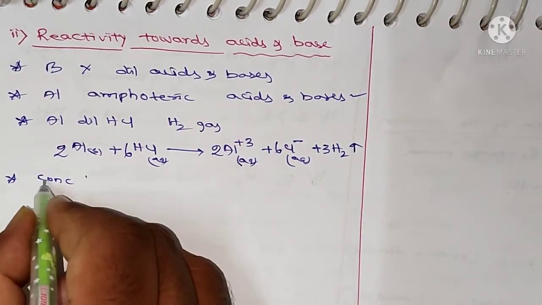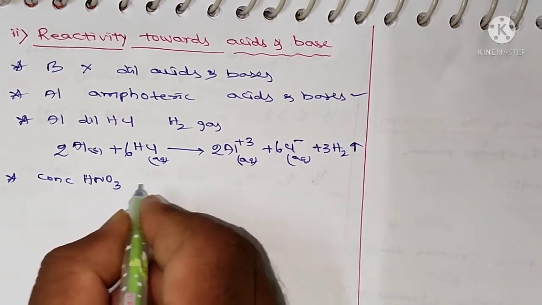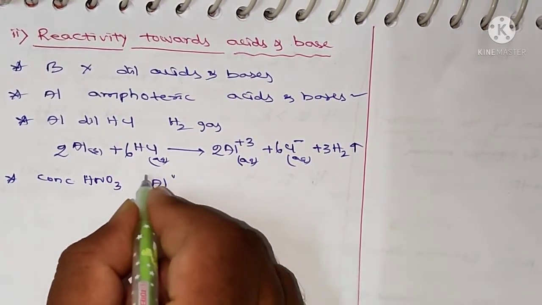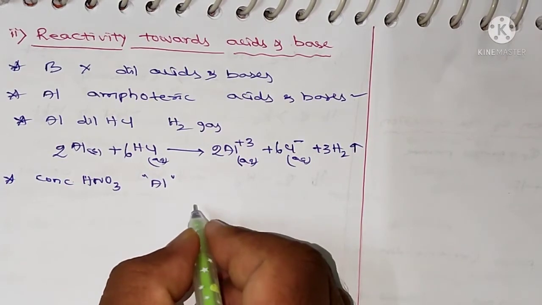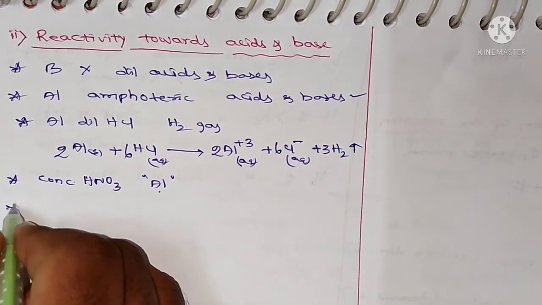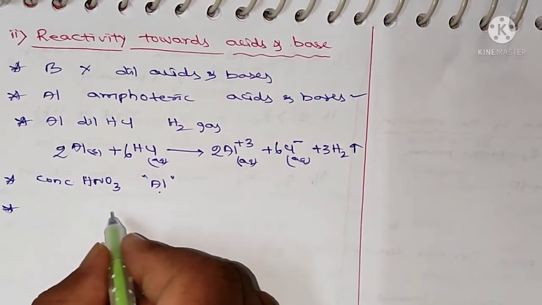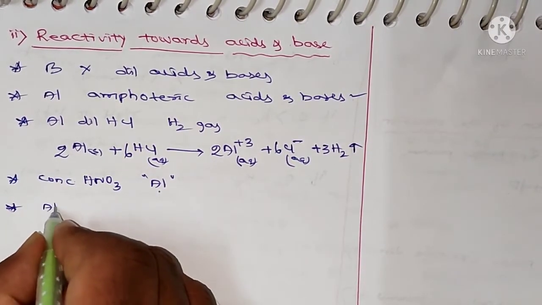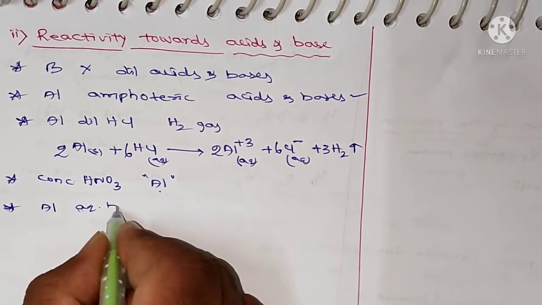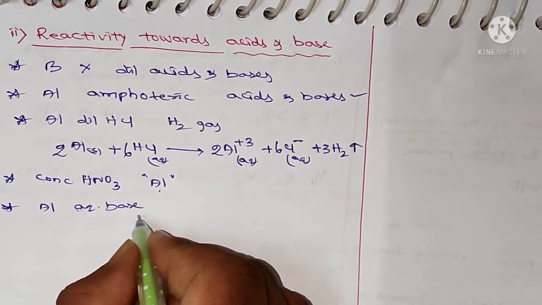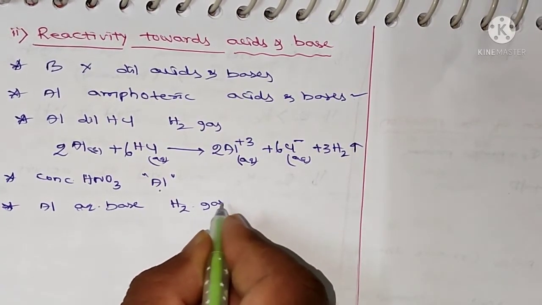Concentrated HNO3 protects the aluminium with an oxide layer. Aluminium reacts with aqueous base, and then it liberates H2 gas.